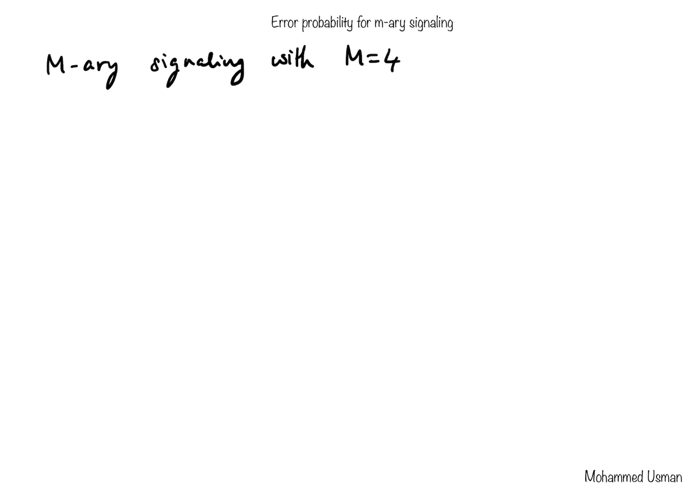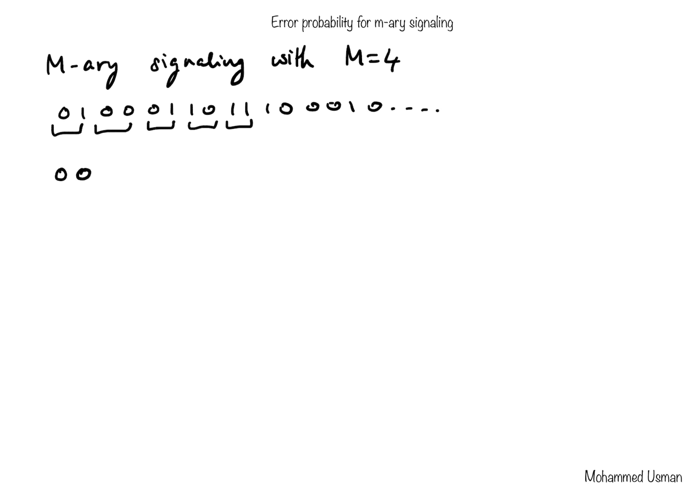So what happens is, if we have a bit stream, let's say 0, 1, 0, 0, 0, 1, 1, 0, 1, 1, 1, 0, 0, 0, 1, 0, and so on, right? We have a stream of bits. So when m is equal to 4, we are going to combine 2 bits at a time and represent them as symbols. So when you combine 2 bits at a time, we can have 4 possible combinations. So we can have either the bit combination as 0, 0, or it could be 0, 1, or it could be 1, 0, or 1, 1. So there are 4 possible combinations that these 2-bit pairs can take.